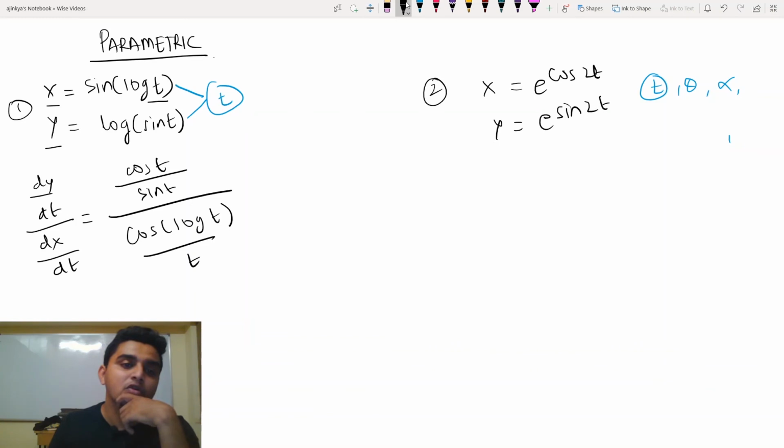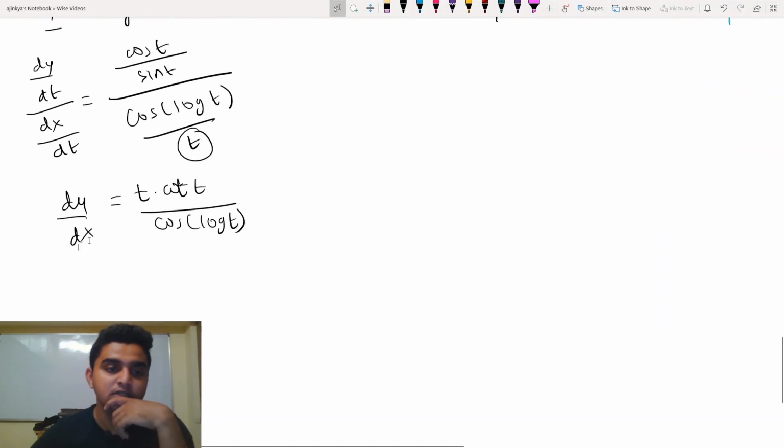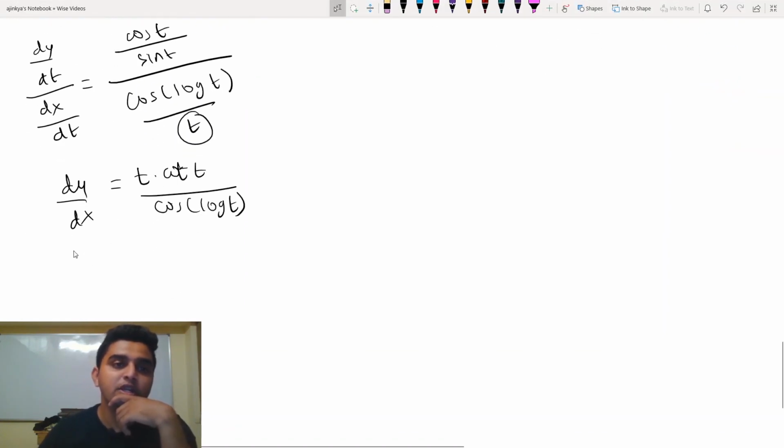So here we have cos of t upon sine of t, it is going to be cot t times t. So you have this t going into the numerator, and in the denominator you have cos of log of t. So this is your final answer. I'll just drag it over if you can't see. So for dy upon dx, you have cos t upon sine t and cos of log of t divided by t. So this t will essentially go into the numerator, and since here it is cot t, it is going to be t times cot t divided by cos of log of t. So this is your final answer.